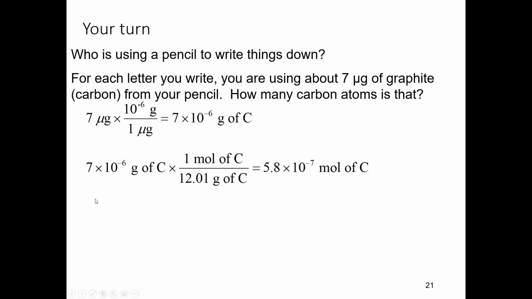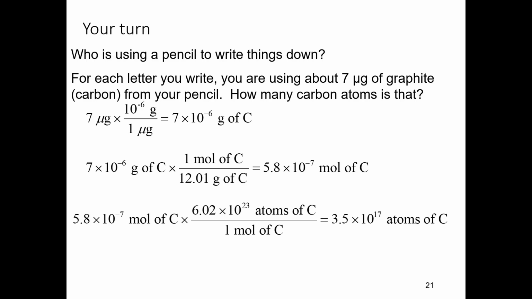So that gives us 7 times 10 to the minus 6 grams times 1 mole over 12.01 grams. That gives us 5.8 times 10 to the minus 7 moles. Okay, so then the final step is to convert from moles into single items, which in this case again is atoms. So again we're going to be multiplying by Avogadro's number here per 1 mole, and then that gives us that many atoms of carbon.